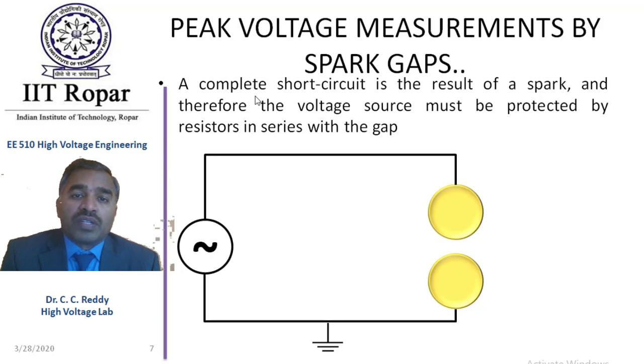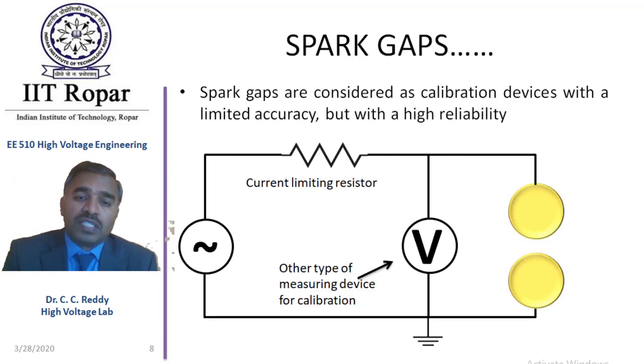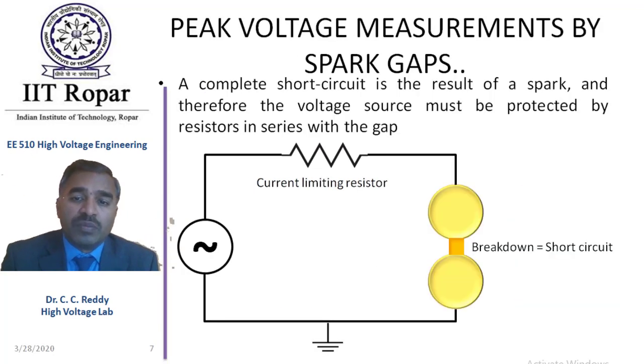Measurement of voltages with spark gaps involves breakdown in the gap. A complete short circuit is the result of a spark, and therefore a huge current is expected from the voltage source. Therefore, it must be protected with a resistor in series, a current limiting resistor.